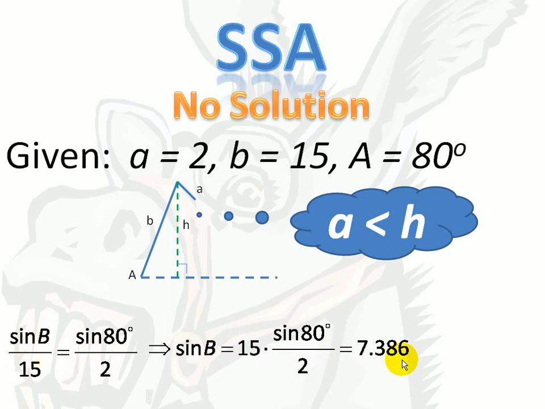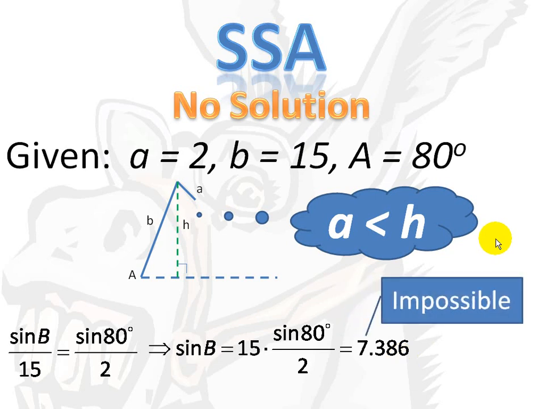That's impossible. Sine cannot equal anything outside the interval -1 to 1 inclusive. Sine B can be -1, sine B can be 1, and anything in between, but it cannot be anything outside that interval. So to say that sine B is equal to 7.386 is not a possibility. So you immediately recognize, okay, this triangle has no solution.